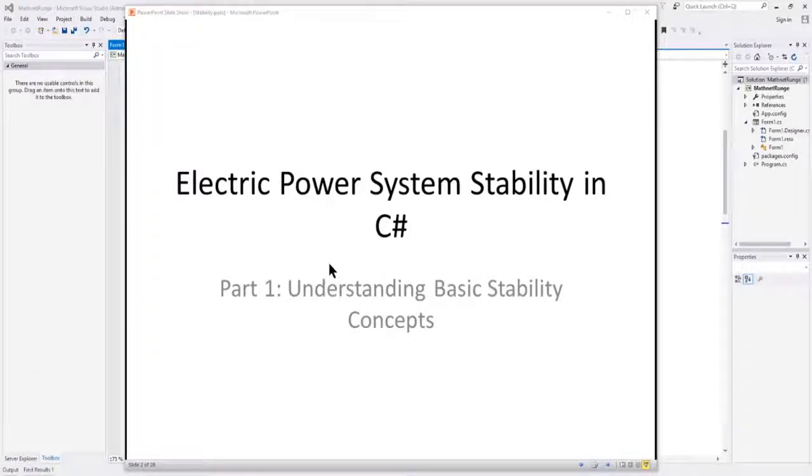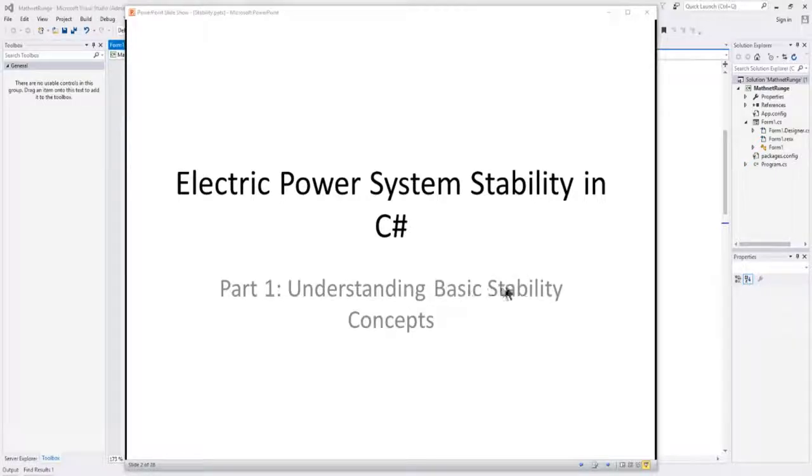Okay, this video is part one in a series on electric power system stability, and ultimately we're going to write some code in future videos in C# to solve the power system stability problem, and we're going to be modeling some utility generators.